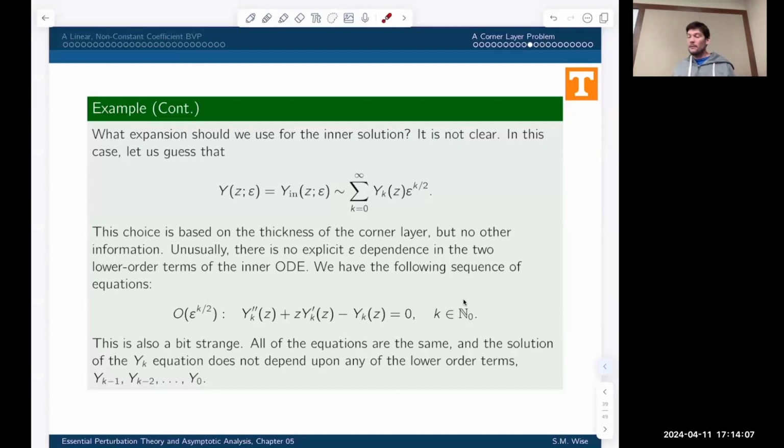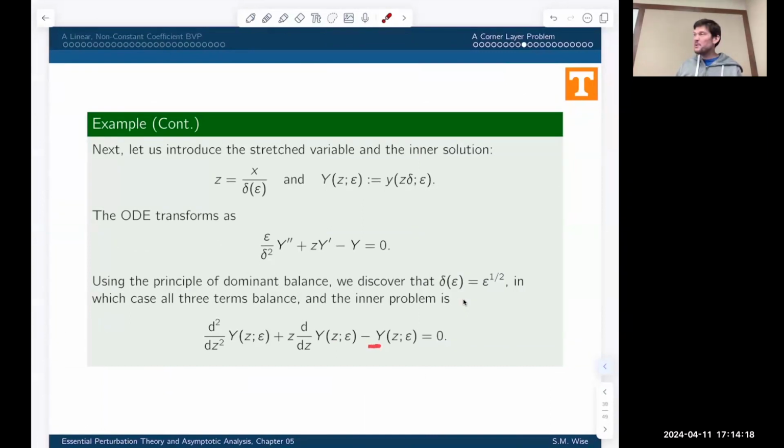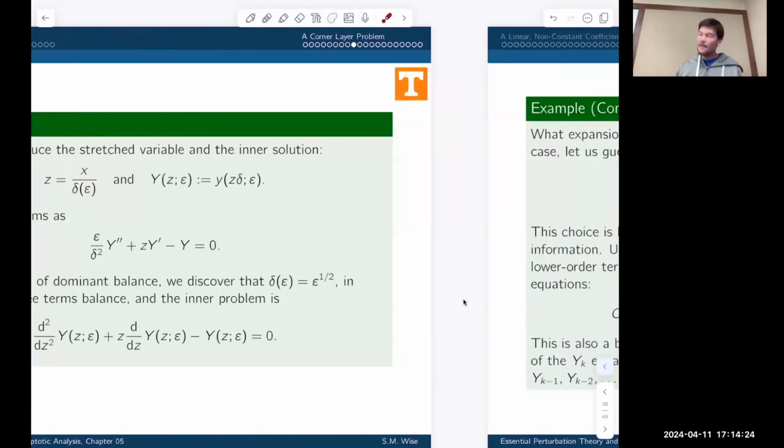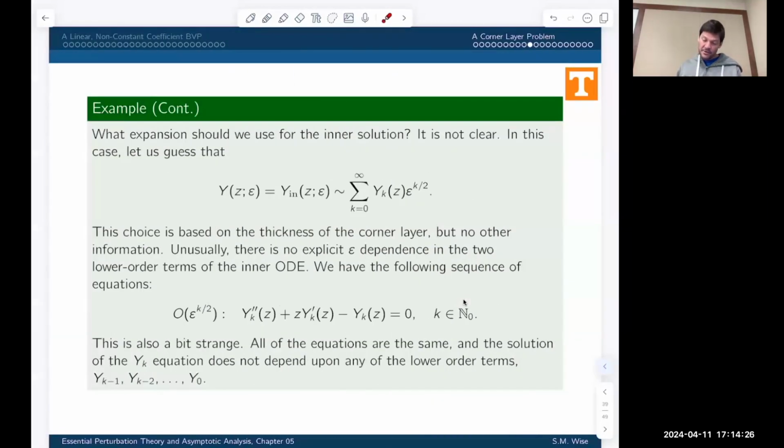We could try K over 4, but this one actually works out. There's no guidance here from the equation. Usually there's an epsilon here, and that tells us, oh, you should use an epsilon when you do your expansion, integral powers of epsilon. Here, there's no such thing, so we don't know what to do.